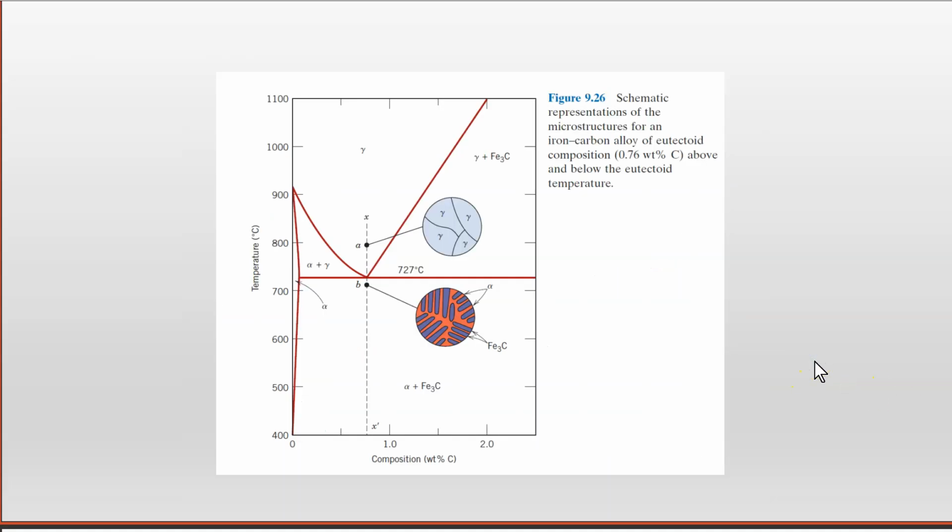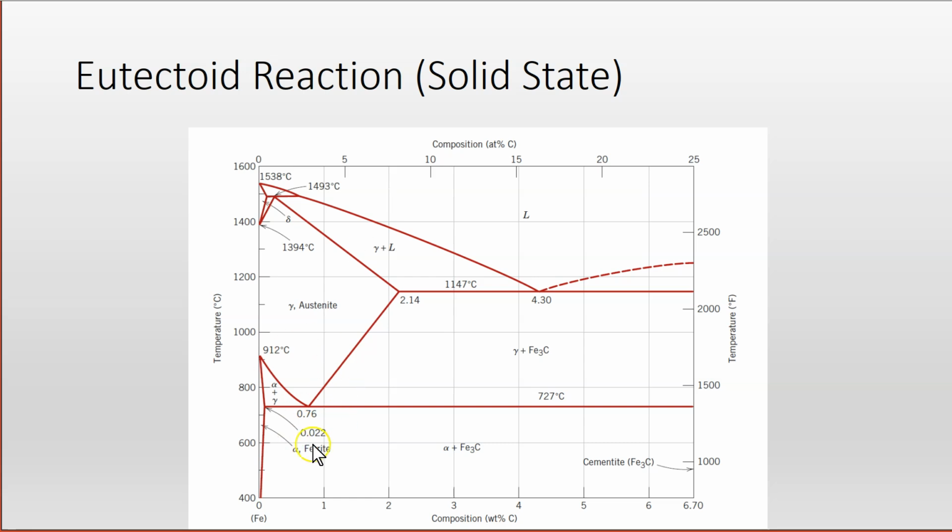Let's have a look at a composition of steel which is at the eutectoid composition. So this is a zoom into this part of the phase diagram.